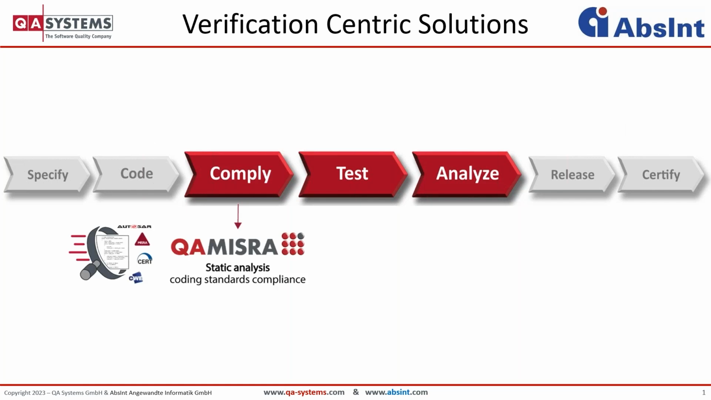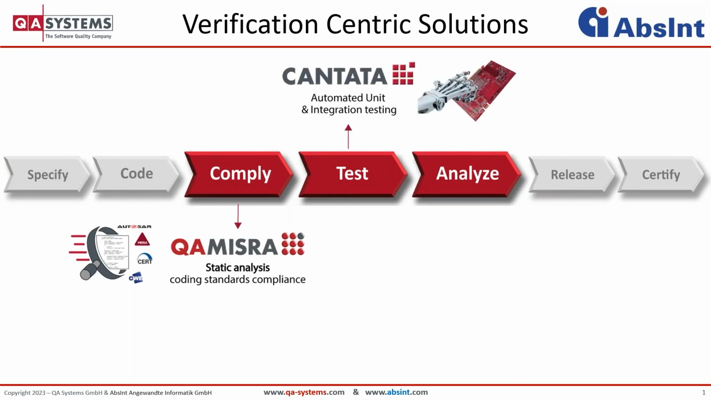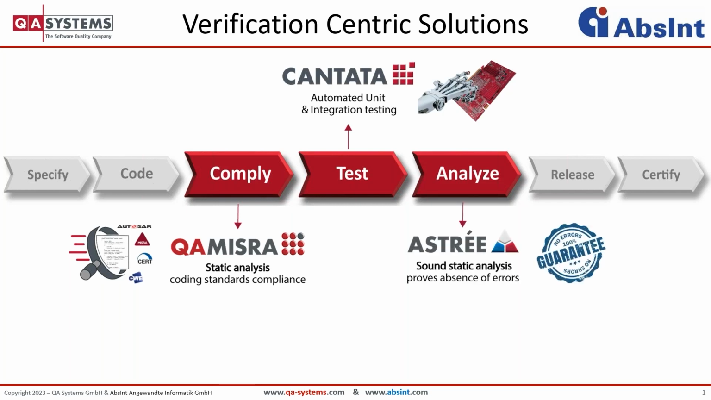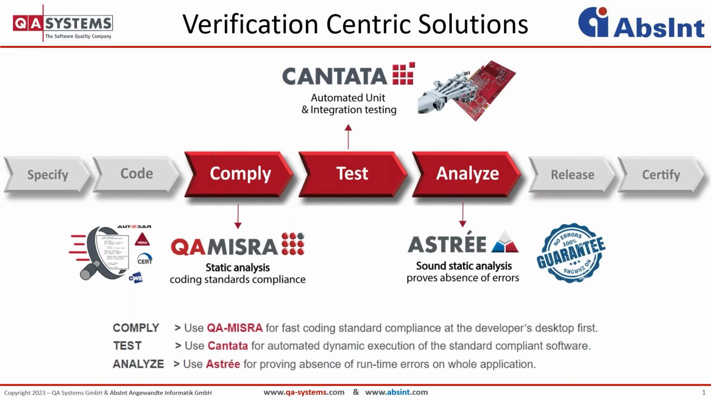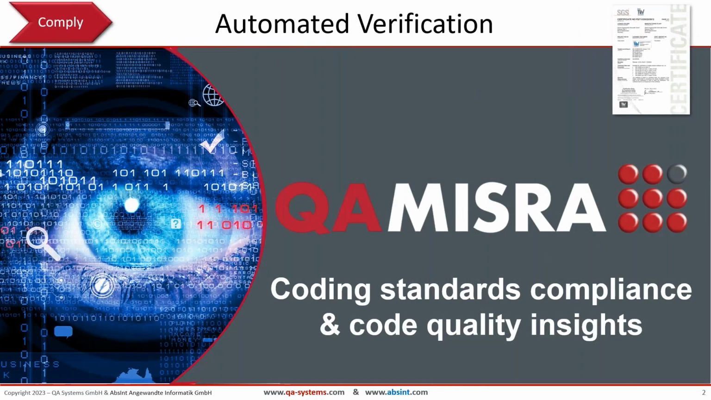In the verification center, we start with comply, ensuring the coding guidelines and standards are met, for which we offer QMISRA. For test, dynamic automated execution of software at unit and integration levels, we offer Cantata. And finally, when data flow static analysis can be applied to the whole system to prove absence of runtime errors, we offer Astrée. Using these tools in this sequence is the most effective application of targeted automated verification-centric solutions for accelerating embedded software quality. Let's start with QMISRA.